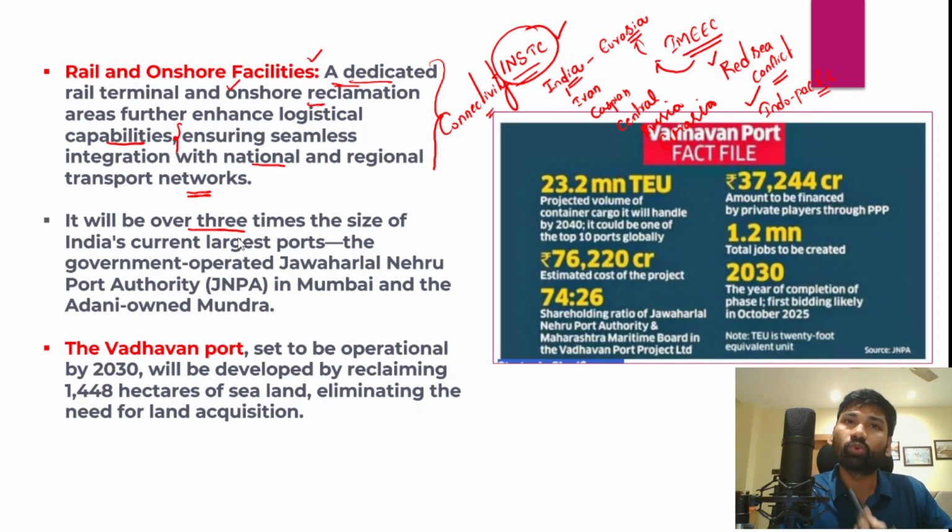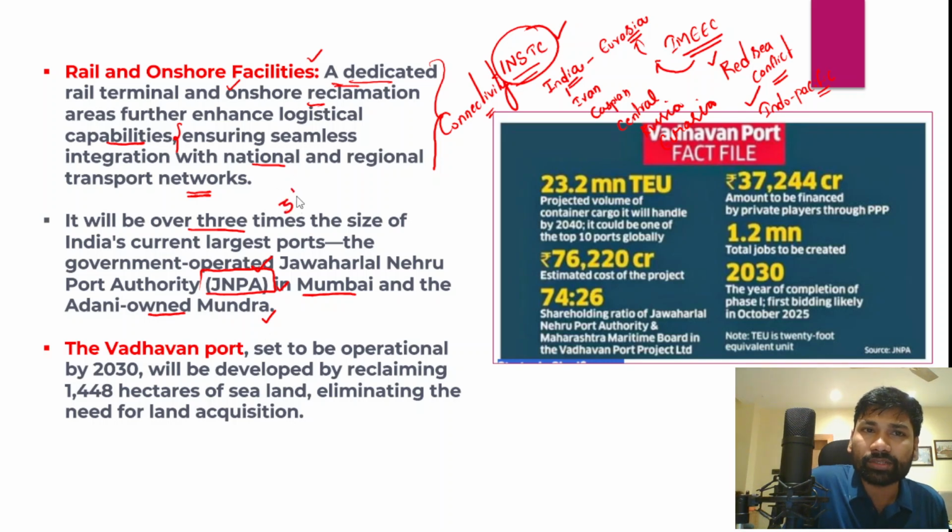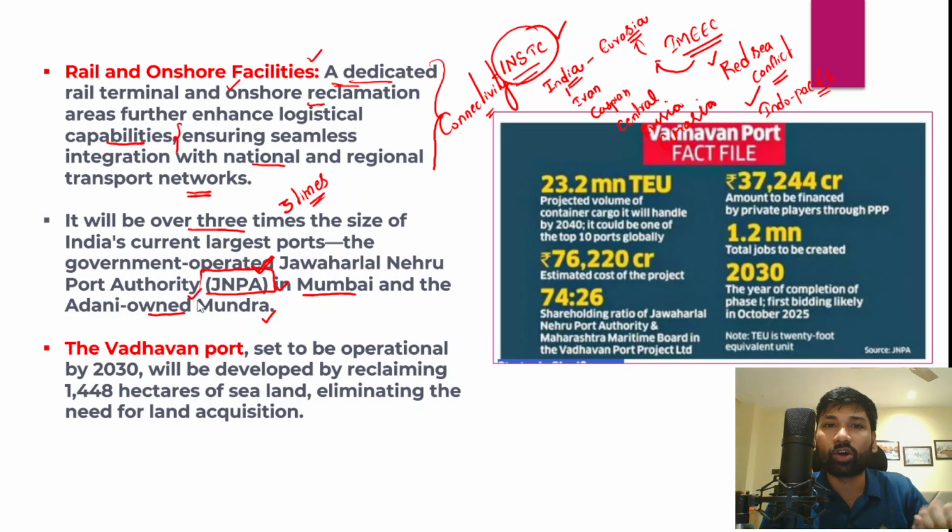Now in India, there are a few largest ports. One among them is the government-operated Jawaharlal Nehru Port Trust Authority, right? This Jawaharlal Nehru Port Trust Authority is located in Mumbai, Maharashtra, and the next one of the largest ports was the Adani-owned Mundra port, right? So if you look at India's largest ports, the Adani-owned Mundra port and the Jawaharlal Nehru Port Trust Authority Mumbai port, this Vadhavan port would be 3 times larger than these 2 large ports that India already has. So you can imagine the size of this Vadhavan port.